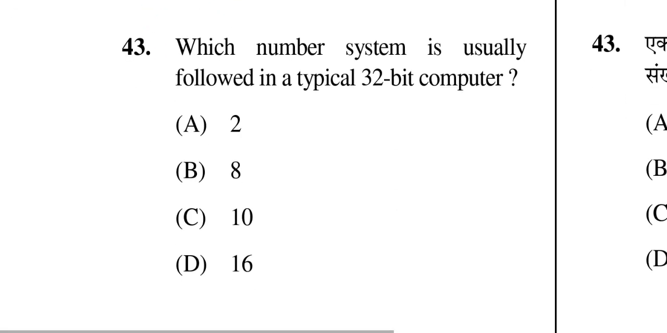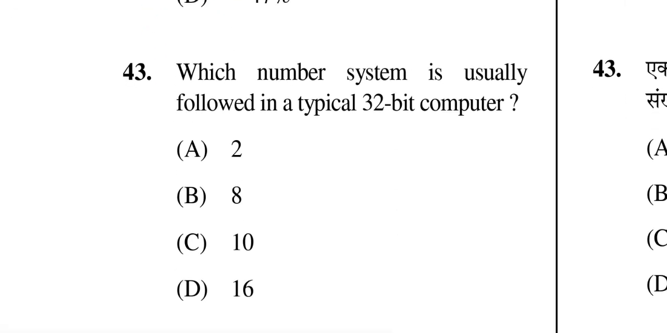Okay, just like that. 43. Which number system is usually followed in a typical 32-bit computer? It is related to computer, and you must have computer knowledge because so many questions are asked related to computer and information technology and internet also. Which number system is usually followed in a typical 32-bit computer? 2, 8, 10, 16. Correct answer will be number B, 8. 8 is the number system that is usually followed in a typical 32-bit computer.